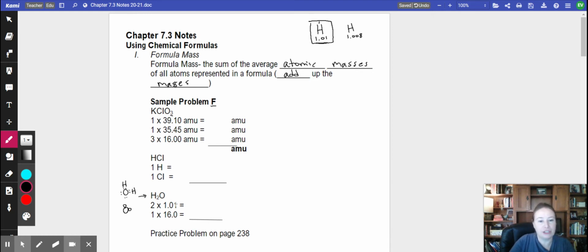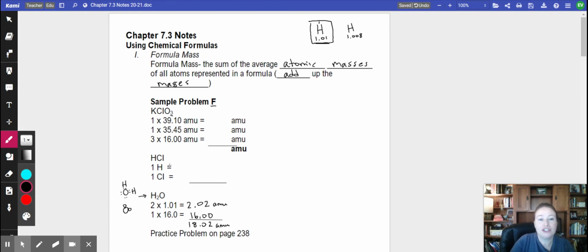The hydrogens each have a mass, when you look up on the periodic table, of 1.01. And there are 2 of them. So the total for hydrogen is actually 2.02, because we have 2 of them. And there's only 1 oxygen, so it's just 16.00. The total mass of the whole molecule is the sum. We're going to add them up and get 18.02. Easy peasy. That's it. That's what we're doing today.